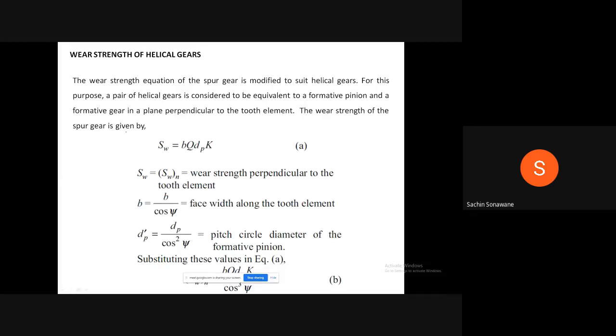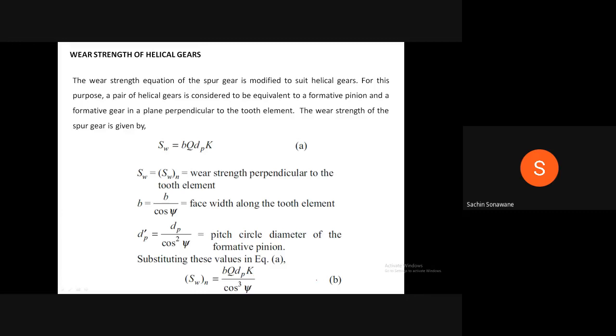The wear strength of the spur gear is given by, we know this equation, Sw is equal to b Q dp K, equation A, where Sw is equal to Swn, wear strength perpendicular to the tooth element, b is equal to B upon cos psi, face width along the tooth element, dp dash is equal to dp upon cos square psi, pitch circle diameter of the formative pinion. Therefore, substituting these values in equation A, we get Swn, that is wear strength perpendicular to the tooth element, is equal to B Q dp K upon cos cube psi, equation B.